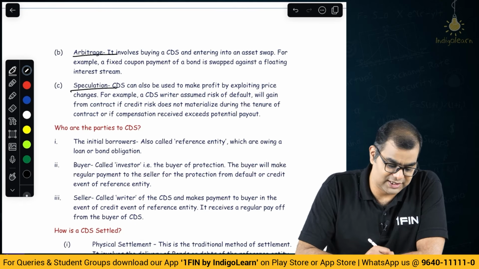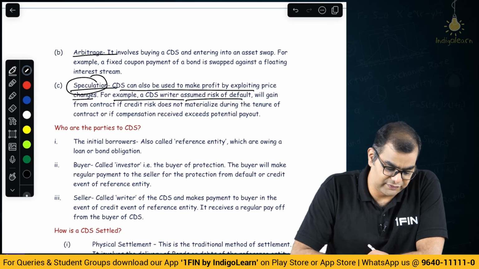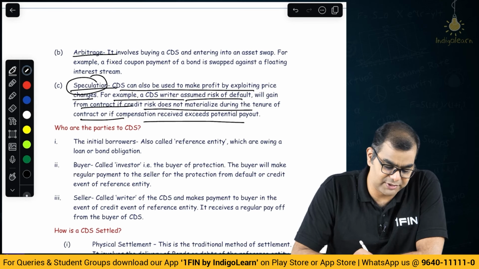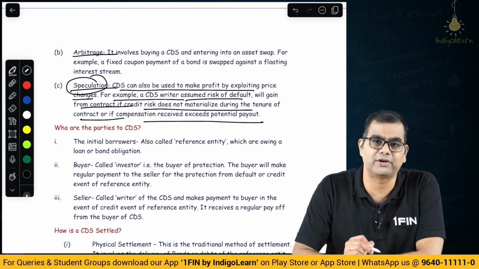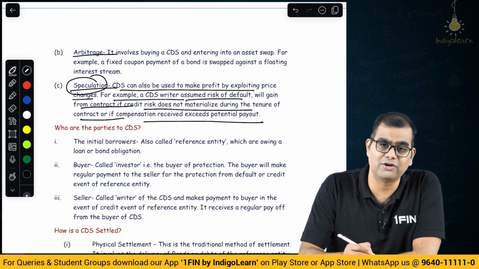I'll come to arbitrage. First let us see speculation. Speculation is the naked CDS, where a CDS can also be used to make profit by exploiting price changes. For example, a CDS writer assumes the risk of default and will gain from the contract if the credit risk does not materialize during the tenure of the contract, or if the compensation received exceeds the potential payout. So, this is not the naked CDS, this is another kind of speculation.